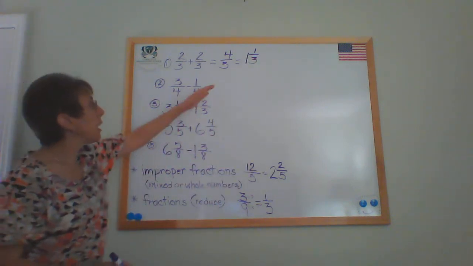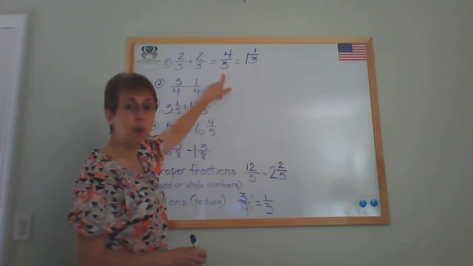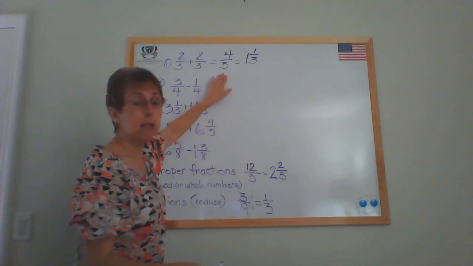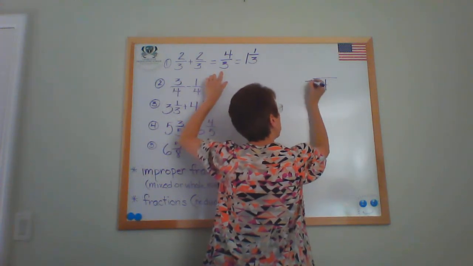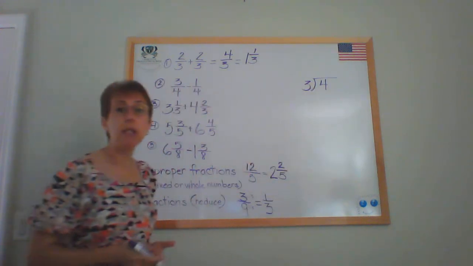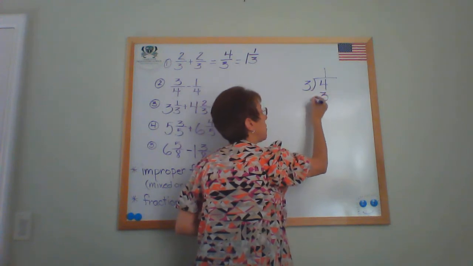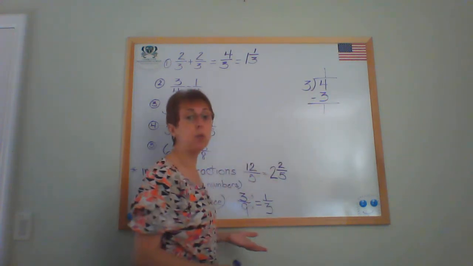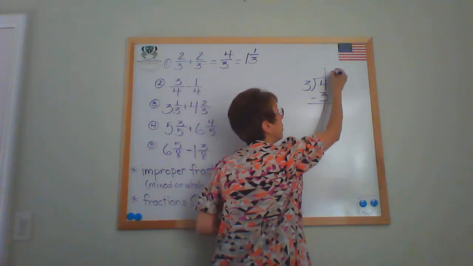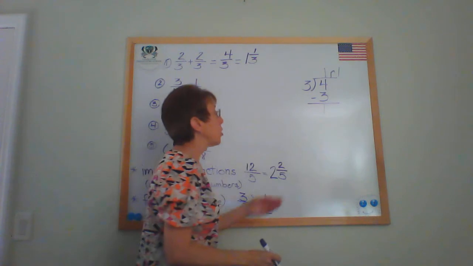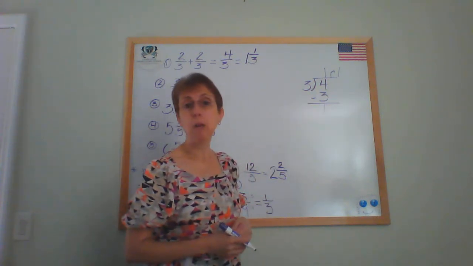If you're wondering how I got that 1 and 1/3, remember that your improper fraction is basically a division problem. We have 4 divided by 3. How many times does 3 go into 4? 1 time. 1 times 3 is 3. You subtract. There's nothing else to bring down, so that 1 is your remainder. So you end up with 1 with a remainder of 1. How does that become a mixed number?